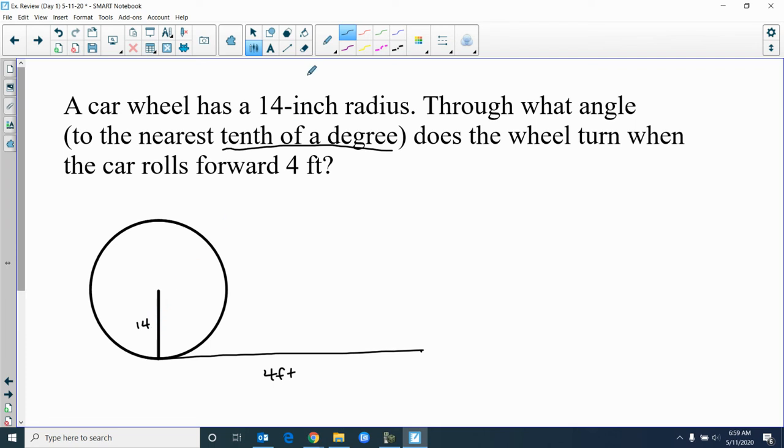You have to make sure your dimensions match up. This is in inches. This cannot be in feet, or this cannot be in inches. You've got to convert. So 4 feet is 48 inches. Well, as it rolls, it's traveling along the circumference. So basically, that distance is an arc length. So that'll be 48 inches right there, that arc length.